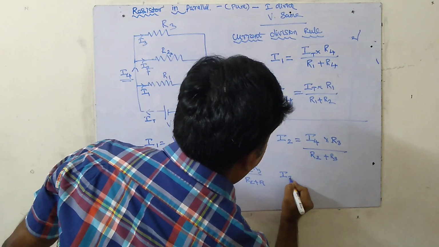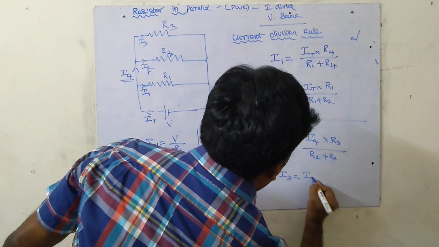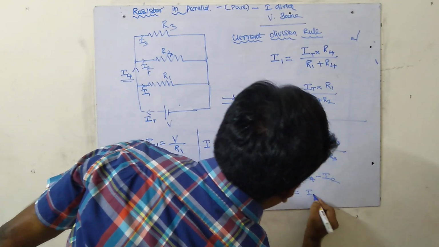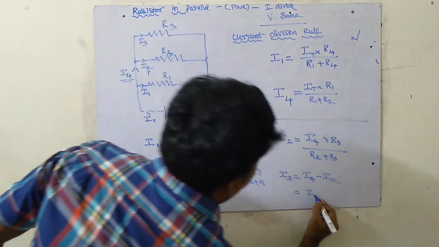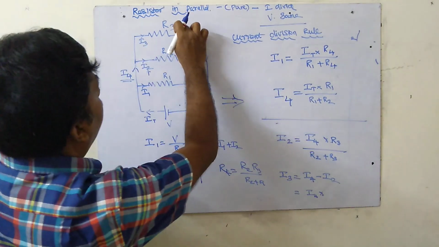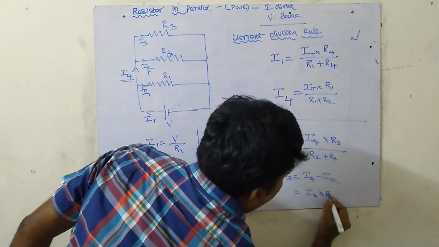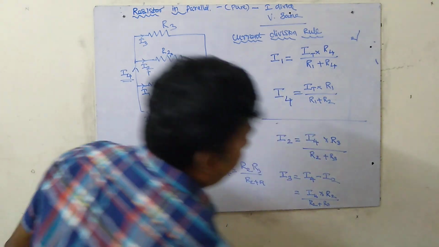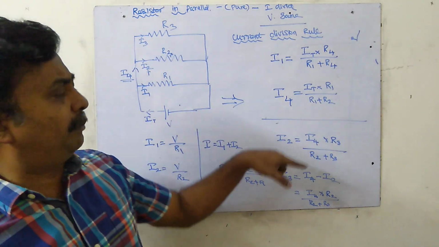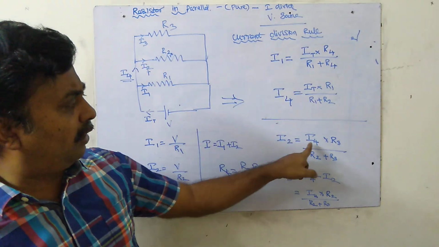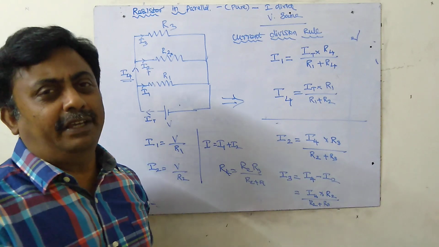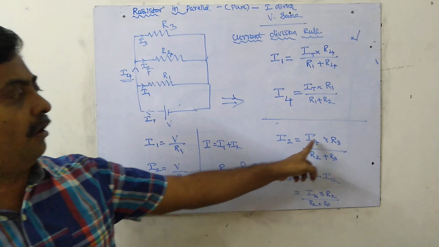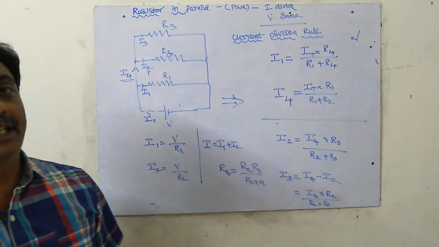Similarly, I3 equals either I4 minus I2, or I4 into the opposite resistance. What is the opposite resistance of R3? R2 divided by R2 plus R3. This is the current division rule. Since we have I1, R1 like this, it may be confusing. Once you solve the problems, everything will be in numericals and it will be easy for you to understand.